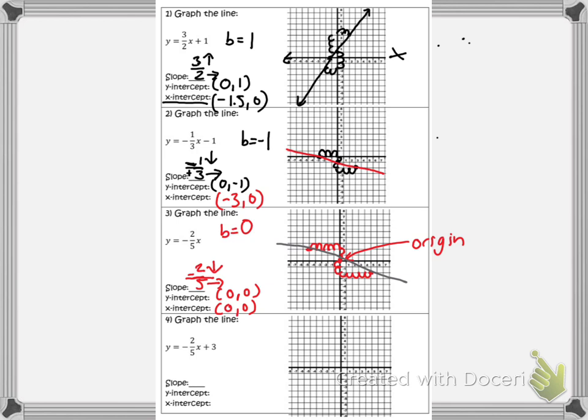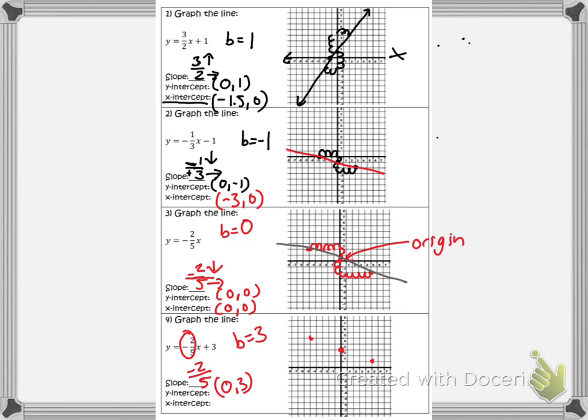Alright, last one. We're moving a little bit quicker now. What is your slope? That is correct. Your slope is negative 2 over 5. And what is your y-intercept? What is your b value? Your b value is 3. So my y-intercept is at 0, 3. So 0, 3 is right here. And then with a slope of negative 2 over 5, I'm going to move down 2, right 5. And then also the other way, up 2, left 5.